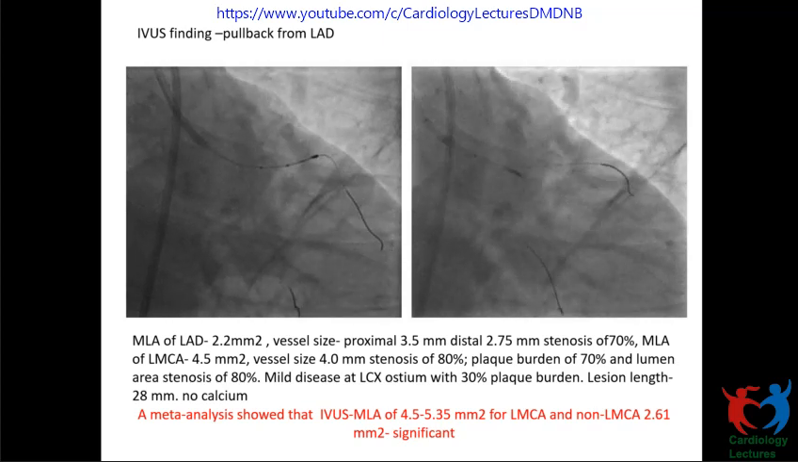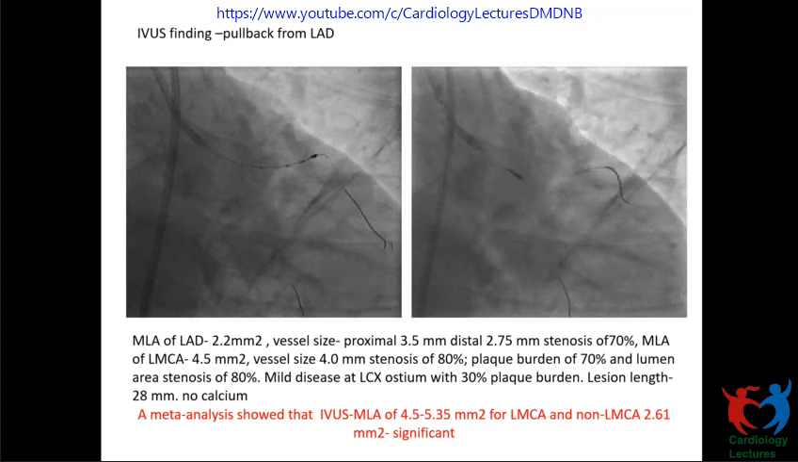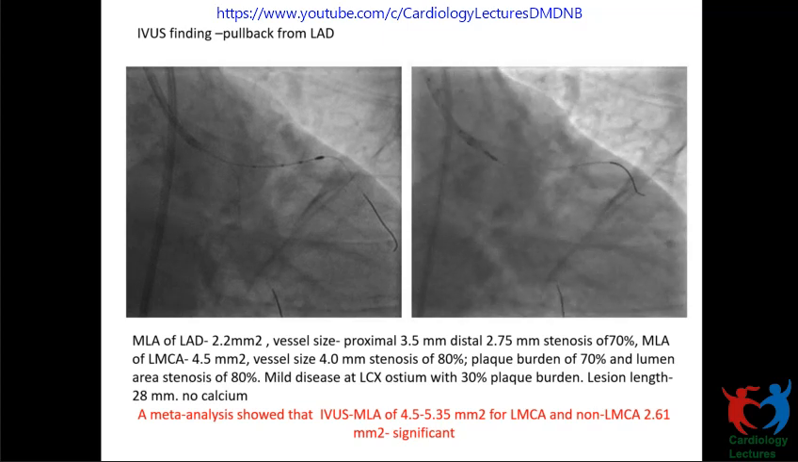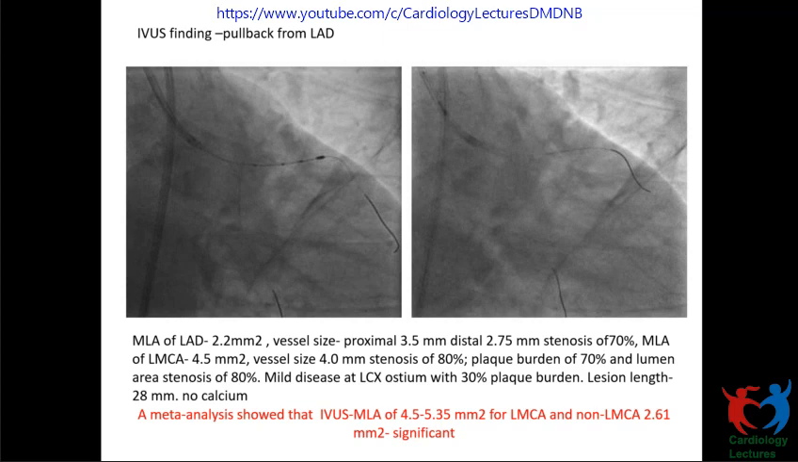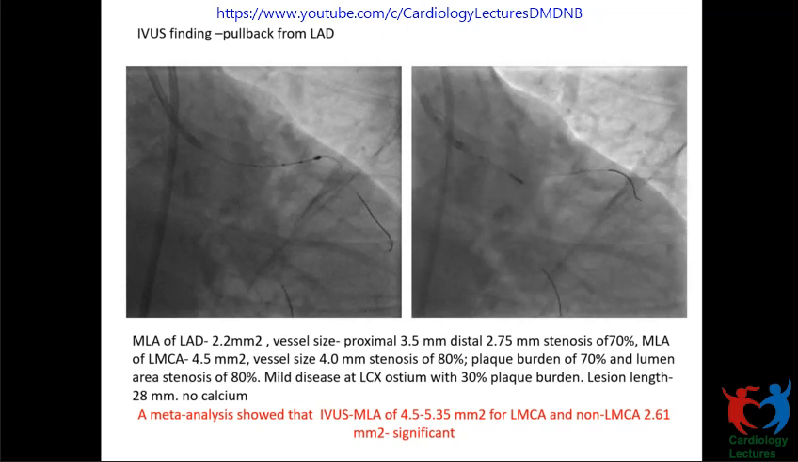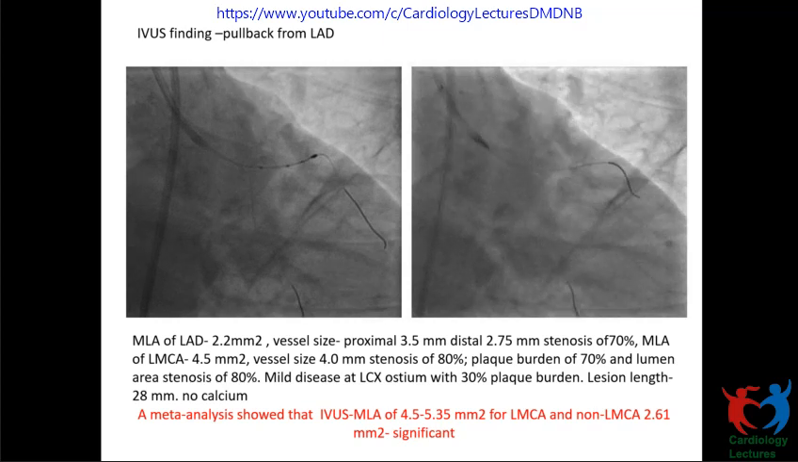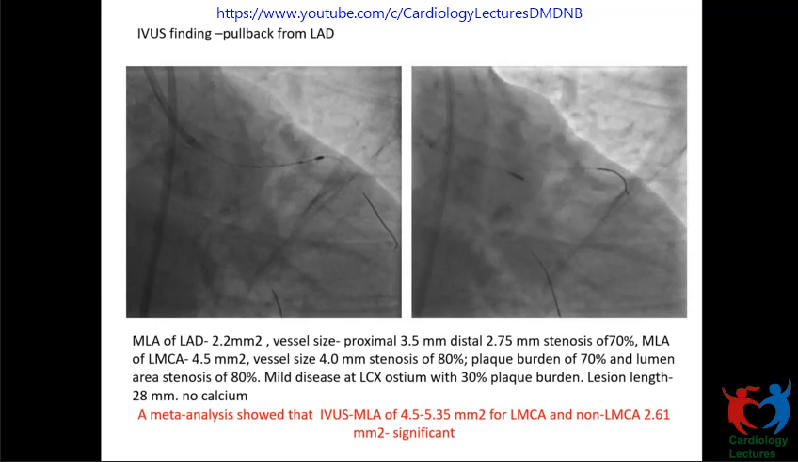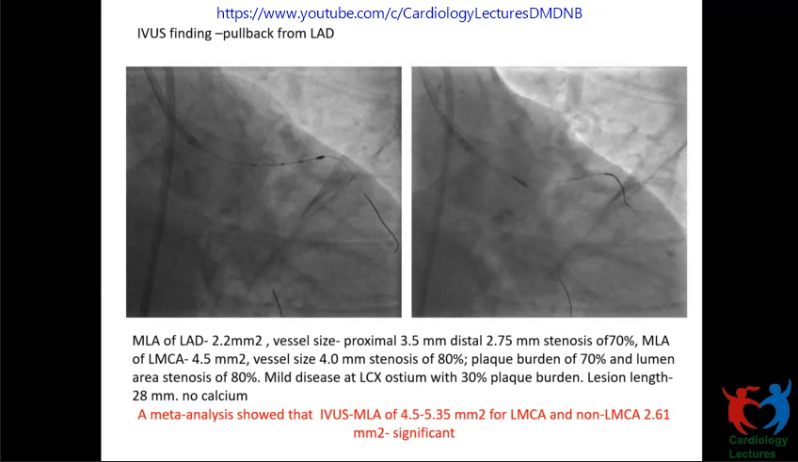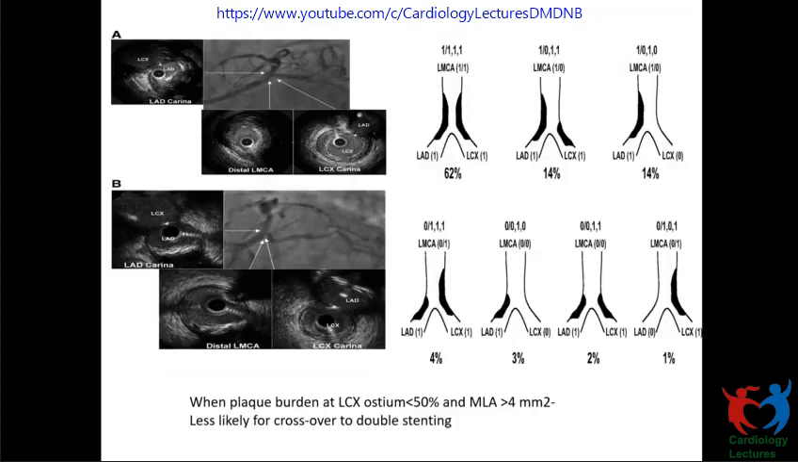What was more important was there was only mild disease at the LCX ostium, which we saw in the pullback from the LAD, with a plaque burden less than 30%. So according to the available reports, this MLA is significant for both left main as well as LAD with a mild disease of LCX. So we decided to go ahead with the provisional stenting.